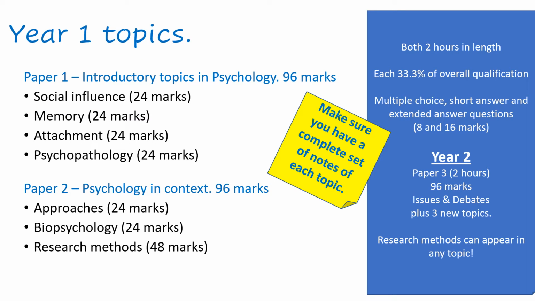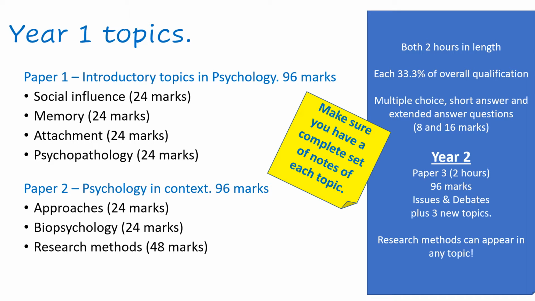In Year 12, we covered Paper 1 and Paper 2. So Paper 1 is Introductory Topics in Psychology, and it's worth 96 marks. There are 4 sections, each worth 24 marks in total. Paper 2, Psychology in Context, is also worth 96 marks, but as you can see, there is a double section for research methods. Both papers are 2 hours in length, and each is worth 33.3% of the overall qualification.